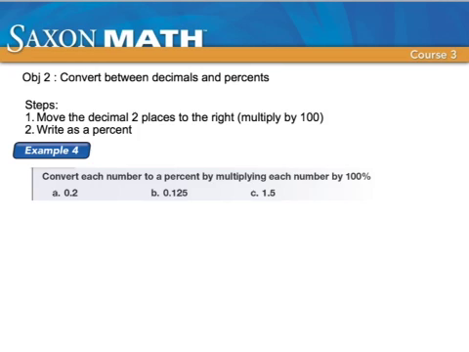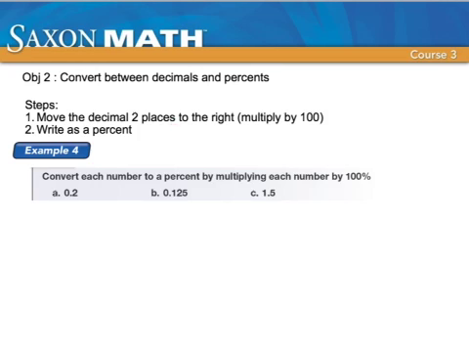When we want to convert decimals to percents, here are our steps. Step 1 is to move the decimal 2 places to the right. That's the same as multiplying by 100. So when it says down here you're multiplying by 100%, moving the decimal 2 places to the right is a shortcut for that. Then you're going to write it as a percent.